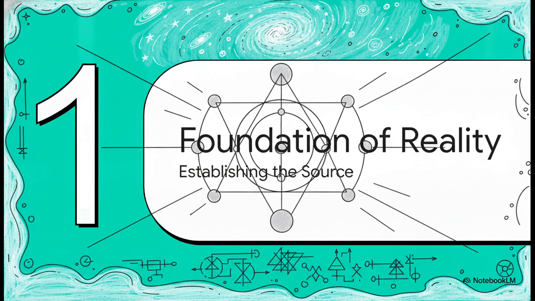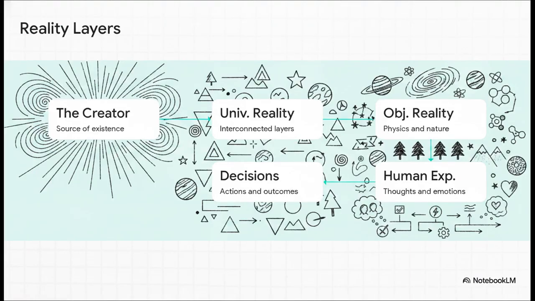We're beginning at the absolute macro level here, where the author establishes the creator as the ultimate philosophical source of existence, purpose, and order in the universe. So this framework structures reality in these cascading layers. It suggests that before we can consciously design our lives or make any purposeful decisions, we first have to understand the foundational reality where those lives are actually happening. It all flows from the ultimate source down into objective reality, which then feeds right into our subjective human experience and finally culminates in the decisions we make every single day.